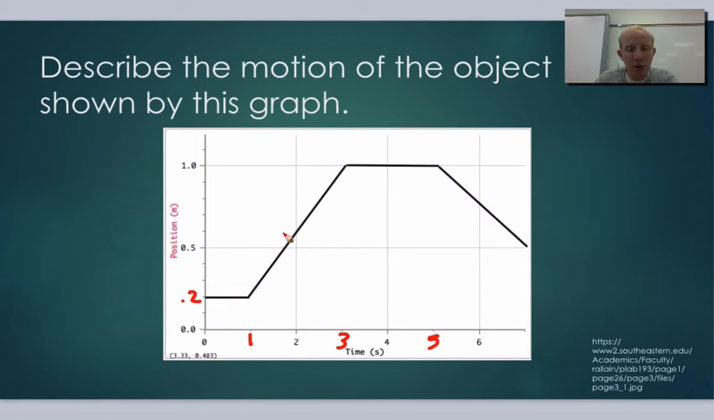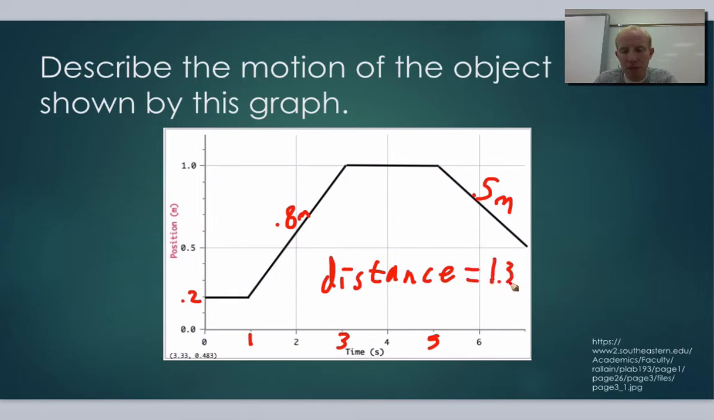started at 0.2, it went to 1. So it traveled 0.8 meters in this part right here. And then it went from 1 meter back to 0.5 meters, so it traveled 0.5 meters right here. Okay, so it went up 0.8 meters, then it went back 0.5 meters. So the total distance traveled is just adding those two together. That's going to be 0.5 plus 0.8, which is 1.3 meters.